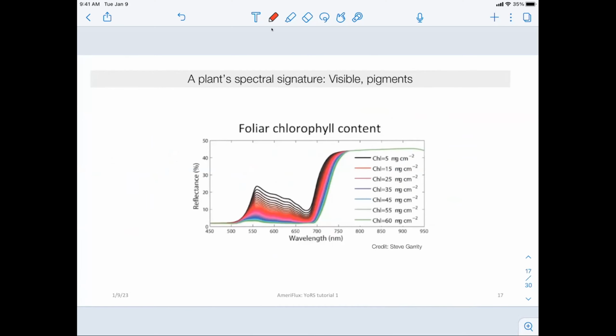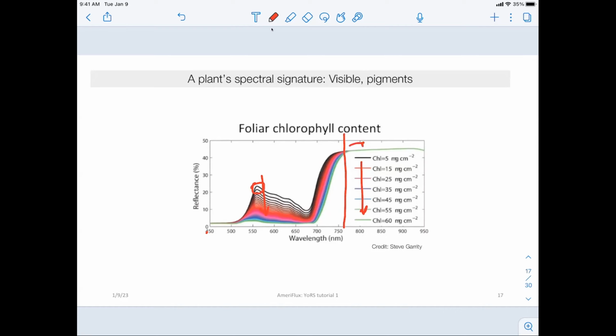This is just a model run from a model called PROSPECT at the leaf scale. What you can see is how the reflectance changes with changing foliar chlorophyll content. Remember, chlorophyll pigments really just absorb light in the visible part of the spectrum. As we increase our chlorophyll concentration, the amount of reflected light goes down, because there's more light absorbed by the plant itself, and so it reflects less light. Again, this is our green part of the spectrum, the green hump. This is why plants are green.